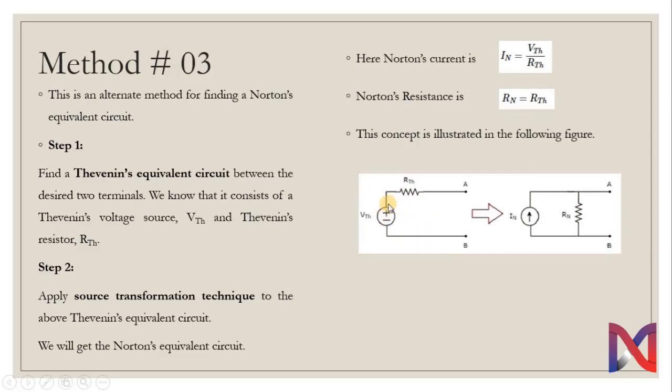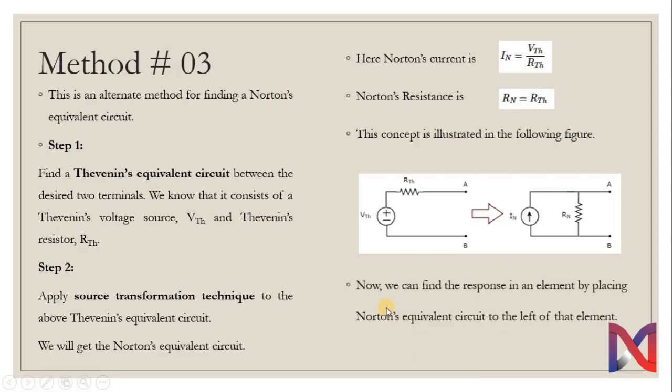Here we have Thevenin's voltage source connected in series with a Thevenin resistance, and here are our respective points A and B. Now this circuit can be transformed into Norton's circuit if we transform this circuit into this one. For that we need to get rid of our voltage source and get a current source, and place the Thevenin resistance as Norton resistance but in parallel to the current source.